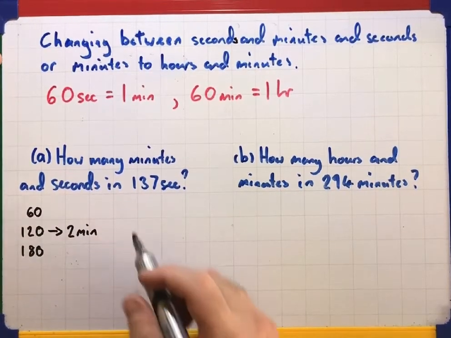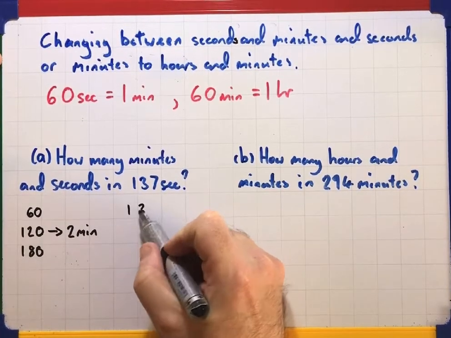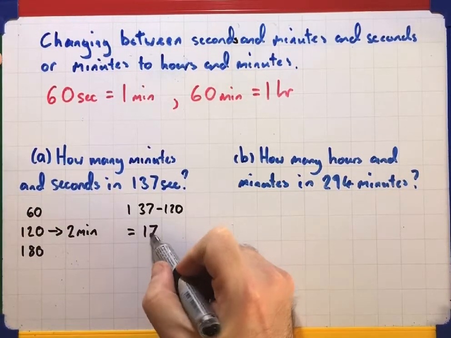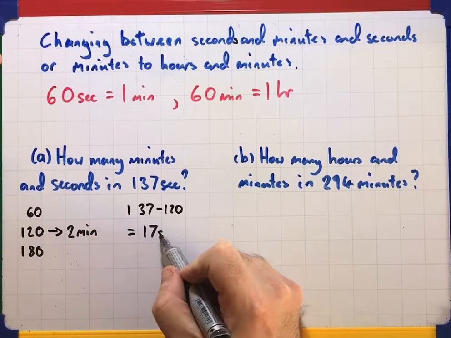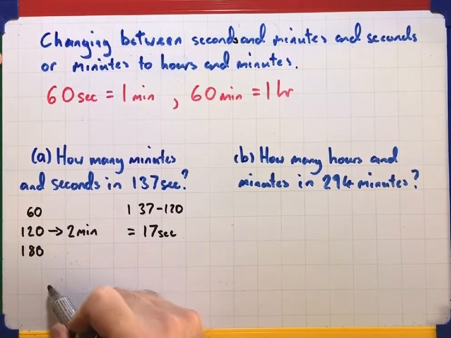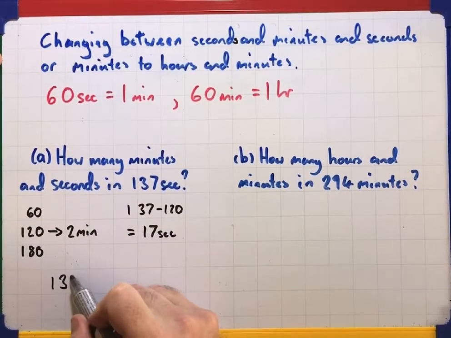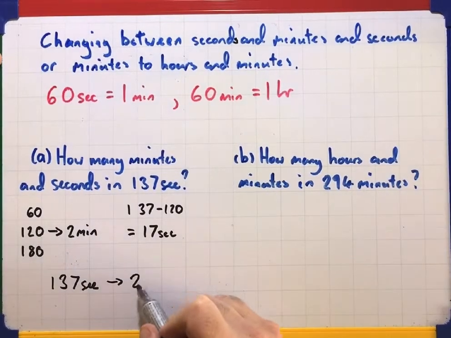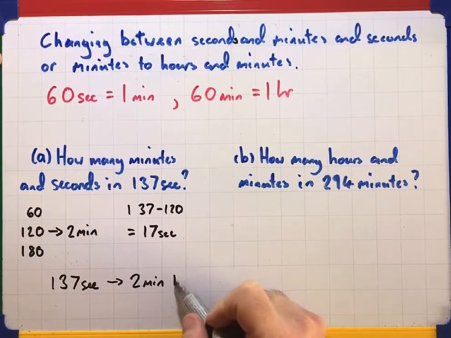Next, if I take 137 and take 120 away from it, it leaves me with 17. That would be the remaining seconds. So 137 seconds is going to be 2 minutes, 17 seconds.